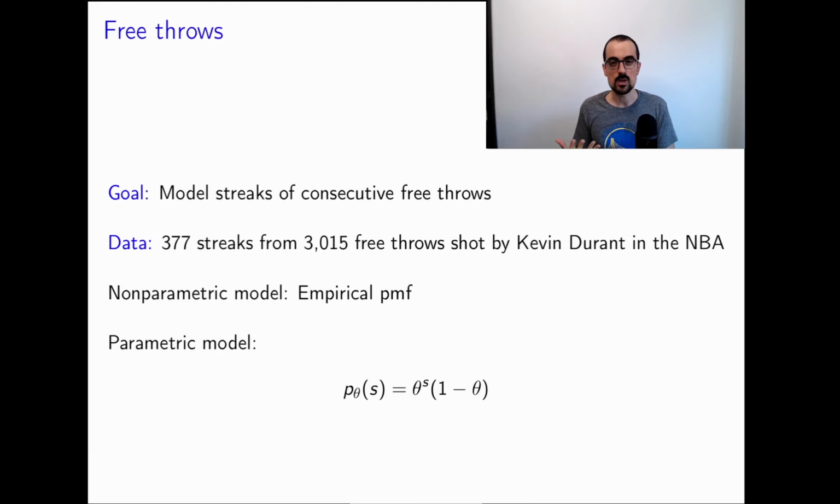And our parametric model was a geometric model derived under some independence assumptions, where we assumed also that each free throw has the same probability of going in, and that probability is theta. And we saw that when we apply maximum likelihood to this model, our estimate of theta is actually very reasonable. It's just the fraction of made free throws.